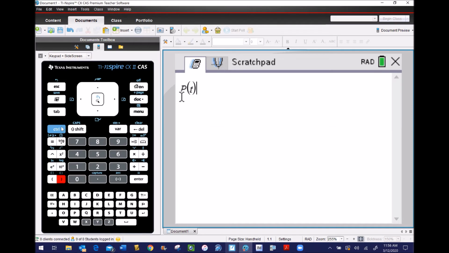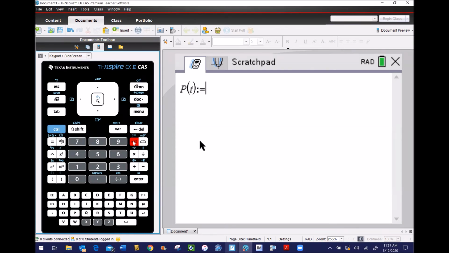So you hit your P of T, doesn't matter if P is capitalized or not. And then Control, Math Template does your colon equal, right? Oh, that's funny. Make sure the colon equal comes after the parenthesis. I actually hit my mouse pad and it changed it.